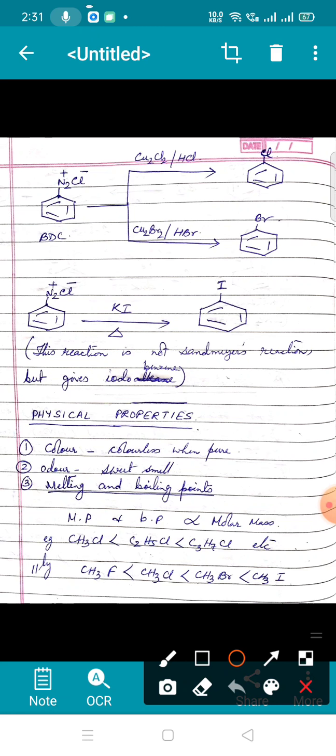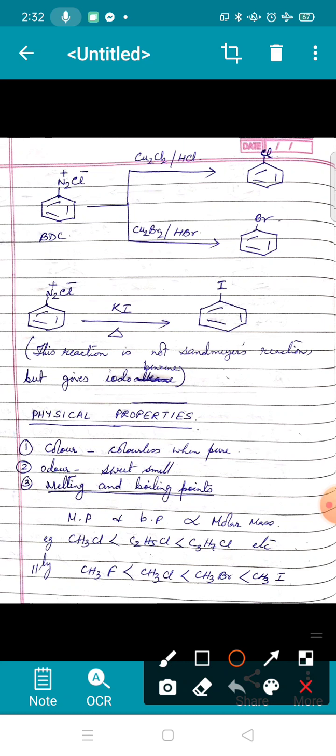Physical properties of haloalkanes and haloarenes. Okay, first of all, let's talk about their colors. They're colorless when they are pure, but as you keep them for a longer time, they sometimes develop a little color because of decomposition. Odor: they have a sweet smell, especially aromatic ones.